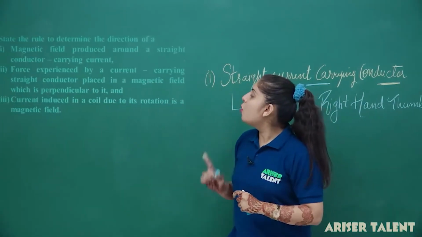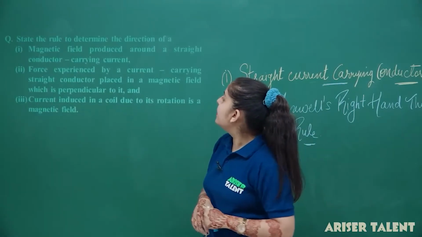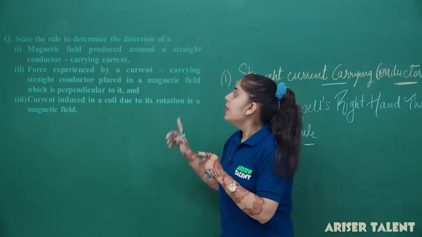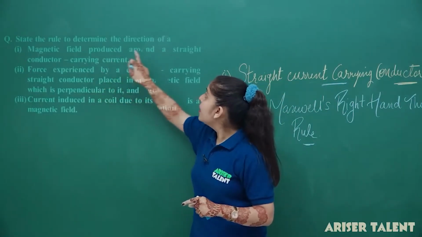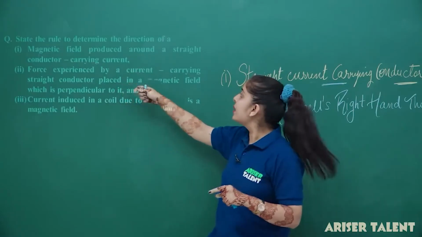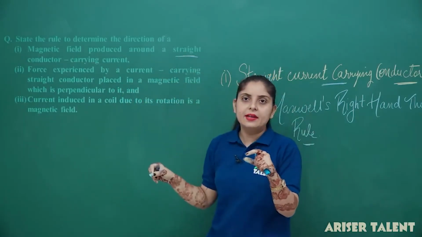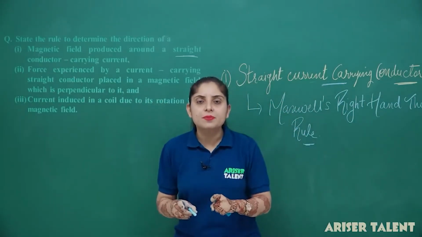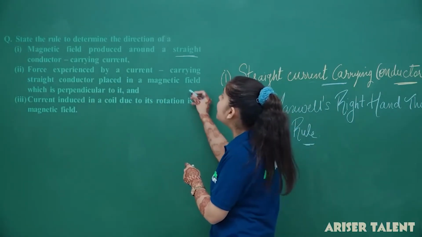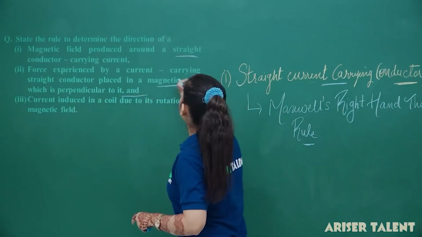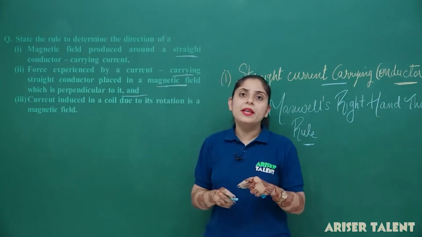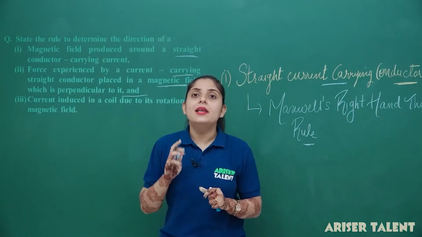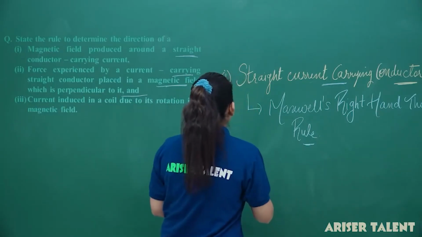Now, the force experienced by a current carrying conductor placed in a magnetic field which is perpendicular to it. In the first case, you determined the direction of the magnetic field just by having a straight conductor. Now, in the second part, you have to determine the force experienced by the conductor, which is placed in a magnetic field that is perpendicular to it. So, in this case, you have to apply Fleming's left hand rule.